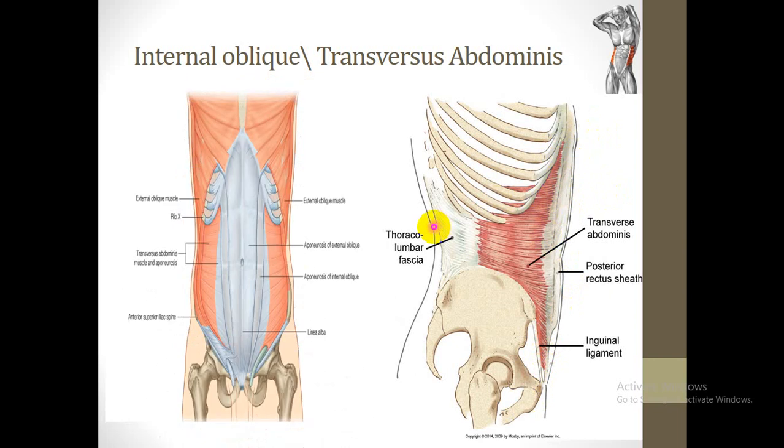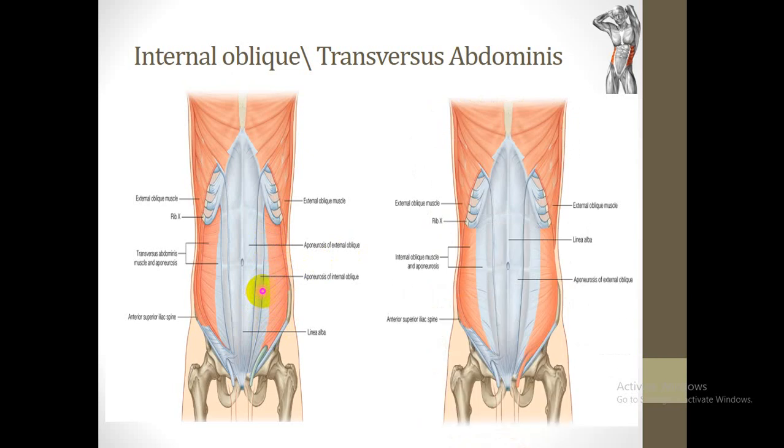This is the fiber of the transversus abdominis, running transversely until it reaches the anterior side of the abdominal wall to form the aponeurosis. And also, this is the direction of the fiber of the internal oblique muscle that runs upward and medially. Also, it will form aponeurosis and be inserted into the linea alba.